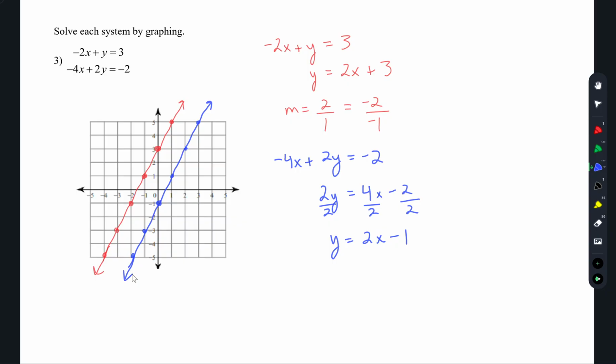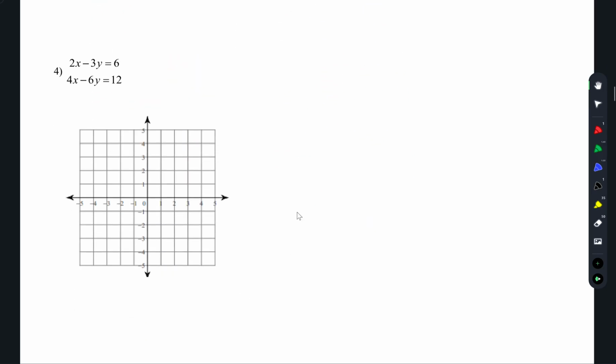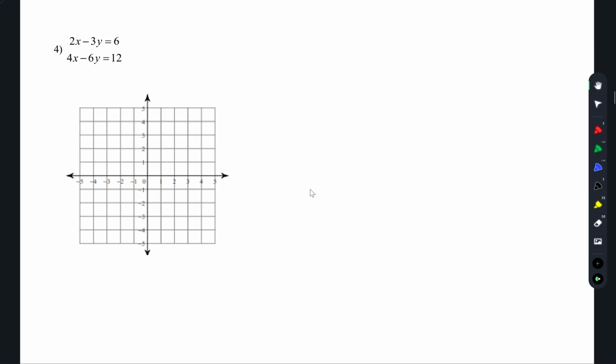All right. So for this one, notice that they're exactly parallel. You can look at the lines too. Same slope, different y-intercept. Okay. So the answer for this would be no solution, because they never intersect.